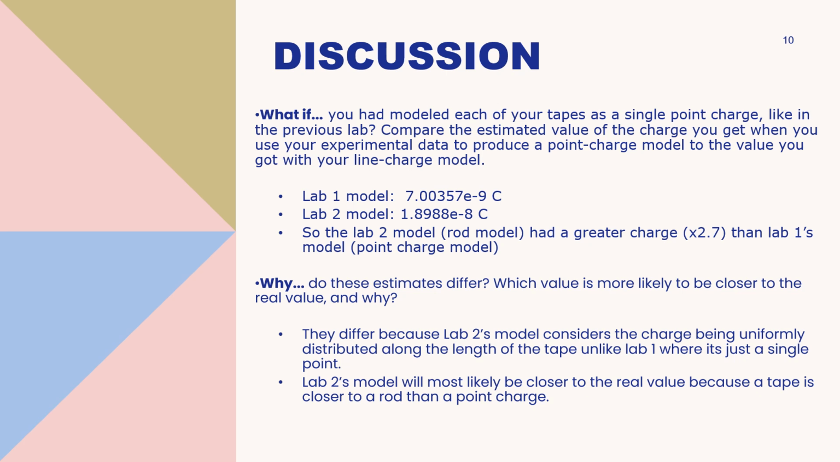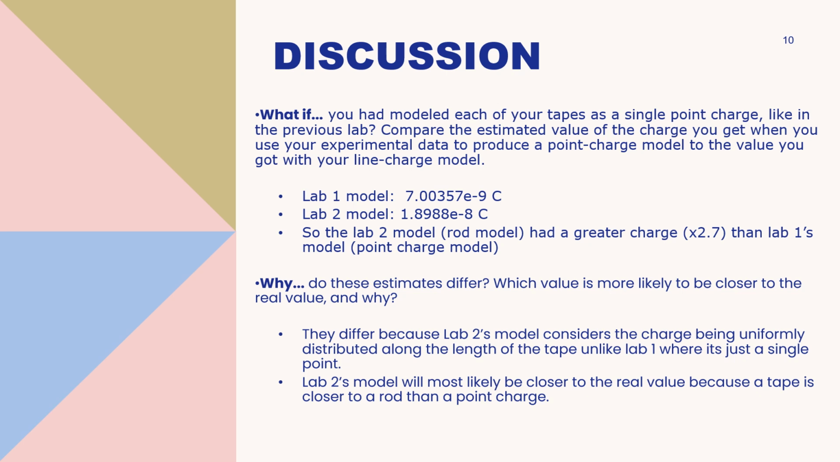For our discussion: what if you had modeled each of your tapes as a single point charge, like in the previous lab? Compare the estimated value of the charge you get when you use your experimental data to produce a point charge model to the value you got with your line charge. So for Lab 1, which was the point charge model, we got 7 times 10 to the negative 9. And then for Lab 2, we got 1.8988 times 10 to the negative 8 coulombs.